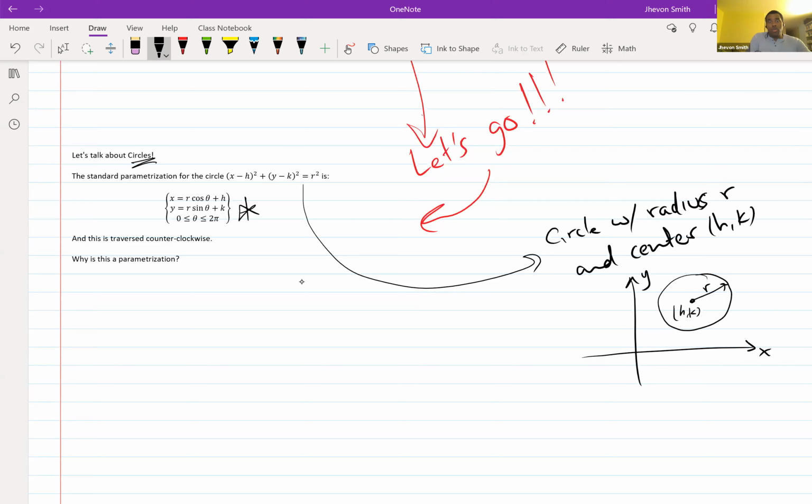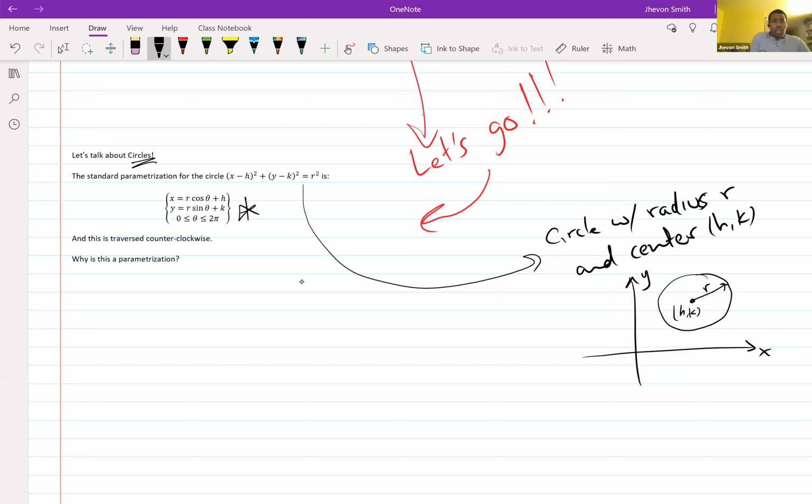What you would get is an ellipse, where the radius in one direction would be longer than the radius in another direction, and you'd end up getting a kind of stretched out circle. But as for a circle, as we're used to thinking about it, this is a standard parametrization. You might think about, why is this a parametrization?